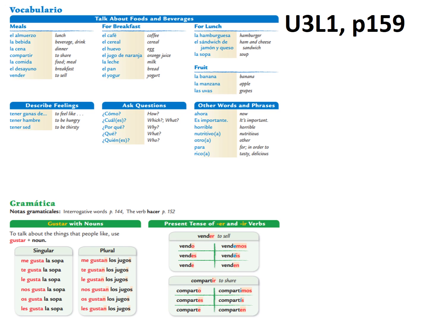Gramática, notas gramaticales, interrogative words can be found on page 144. The verb hacer can be found on page 152. Gustar with nouns. To talk about things that people like, use gustar plus a noun. Singular example using soup. Me gusta la sopa. I like the soup. Te gusta la sopa. You like the soup.